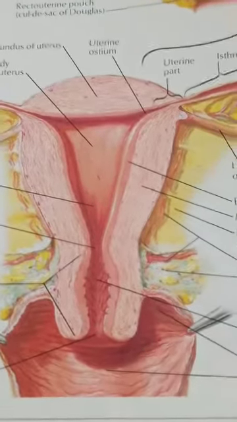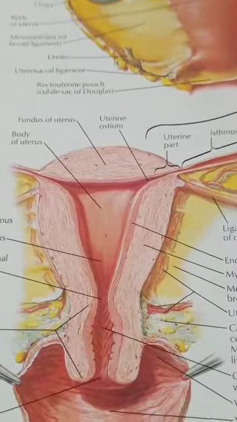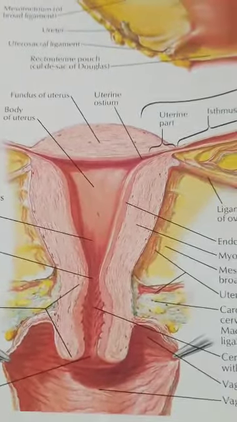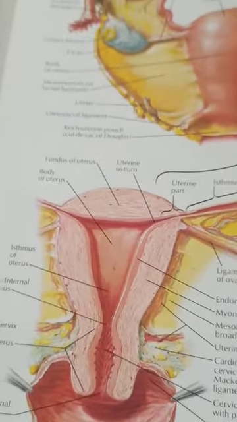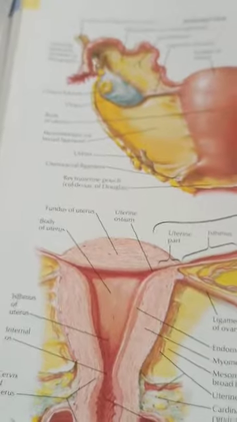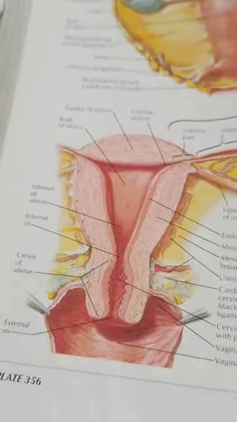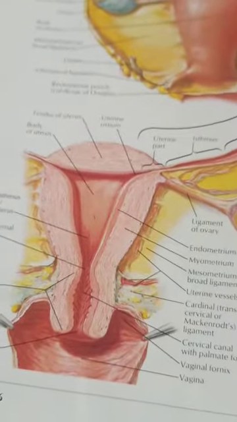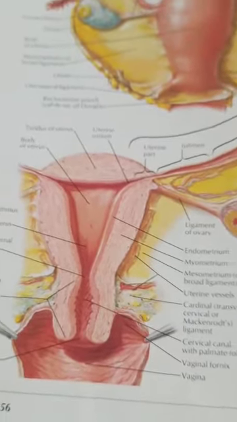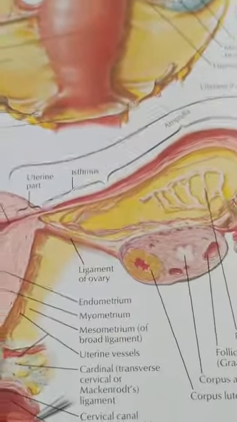Then next is the ligaments of the uterus. There are two types of ligaments: false ligaments or peritoneal ligaments, and true ligaments or fibromuscular ligaments. First is the peritoneal ligaments or false ligaments. The first ligament is the anterior ligament. The anterior ligament consists of the uterovesical fold of peritoneum. So that is the anterior ligament.